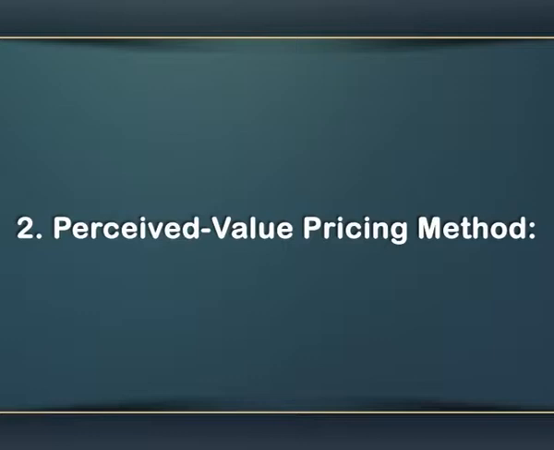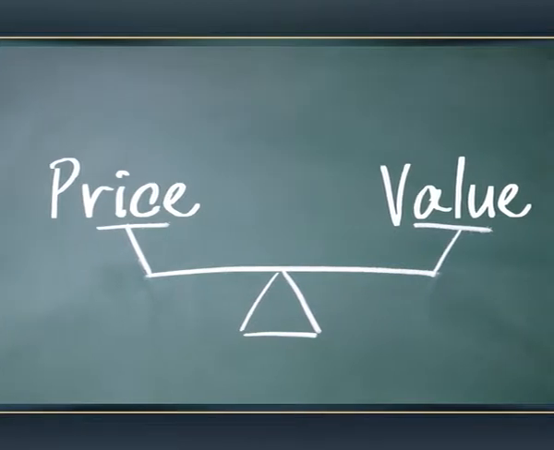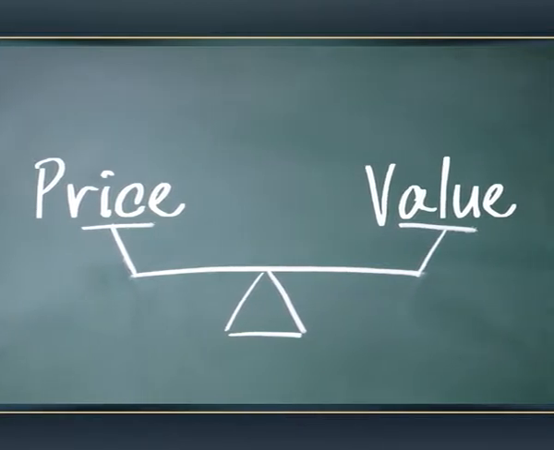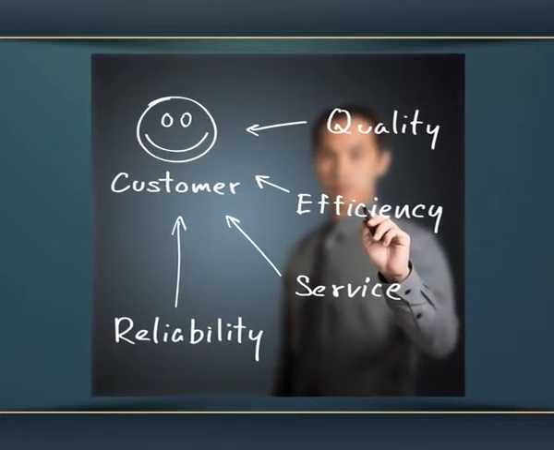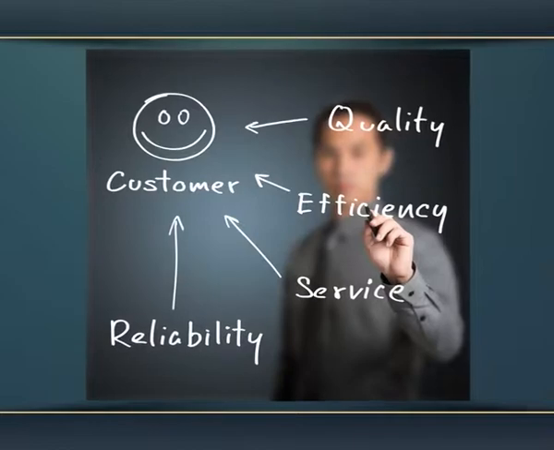Second, perceived value pricing method. This method of pricing is based on the consumer's perceived value of the product. While setting up the price, the company takes the consumer's perception of value on a priority basis. The main advantages of this method are: firstly, it is more realistic as compared to other methods. Secondly, it satisfies the consumers because it is based on consumers' perception.